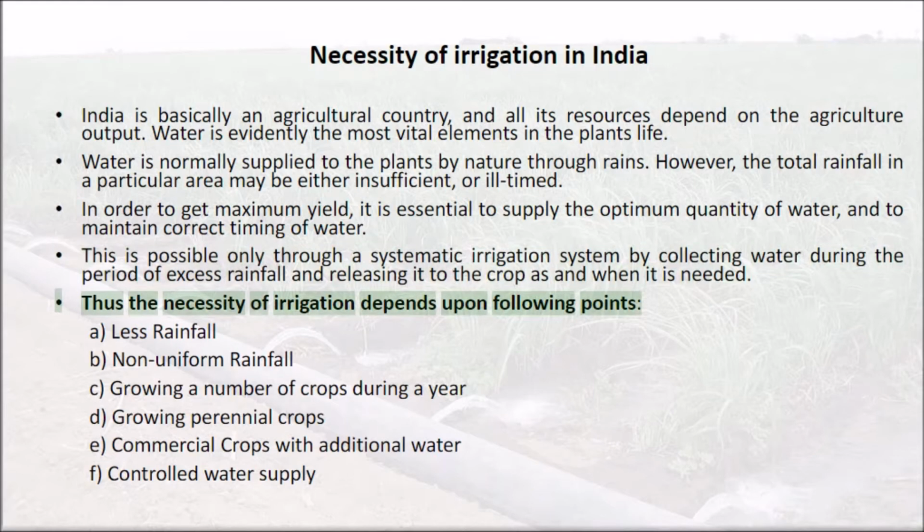Thus the necessity of irrigation depends upon the following points. A. Less rainfall. B. Non-uniform rainfall. C. Growing a number of crops during a year. D. Growing perennial crops. E. Commercial crops with additional water. F. Controlled water supply.